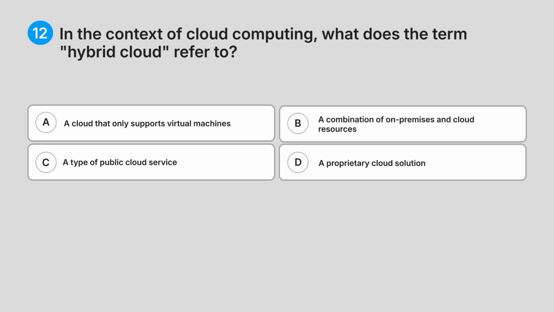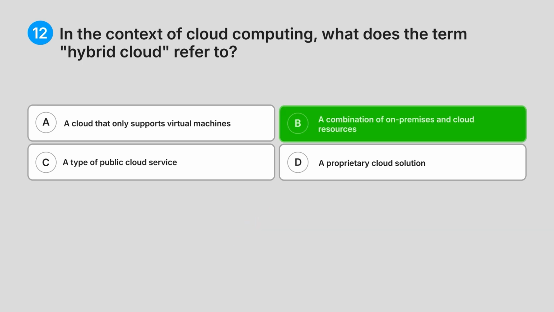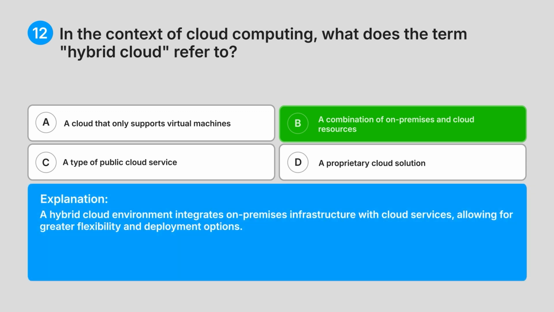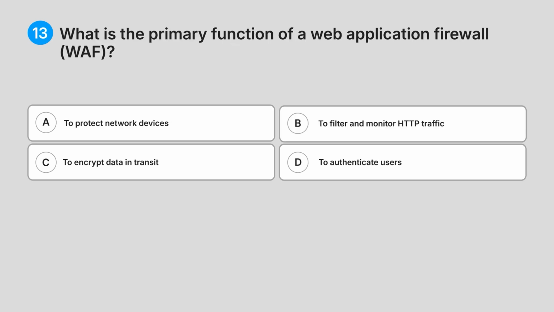Correct answer. B. A combination of on-premises and cloud resources. Explanation. A hybrid cloud environment integrates on-premises infrastructure with cloud services, allowing for greater flexibility and deployment options. 13. What is the primary function of a web application firewall, WAF?